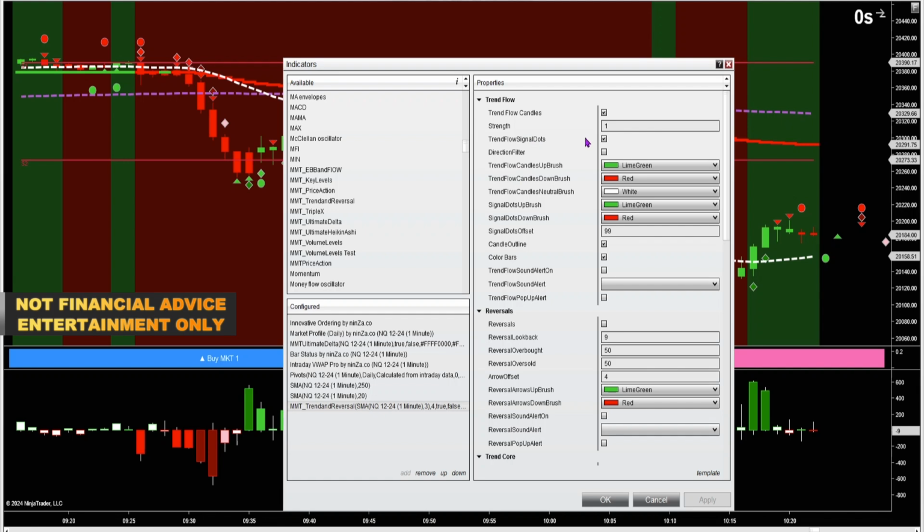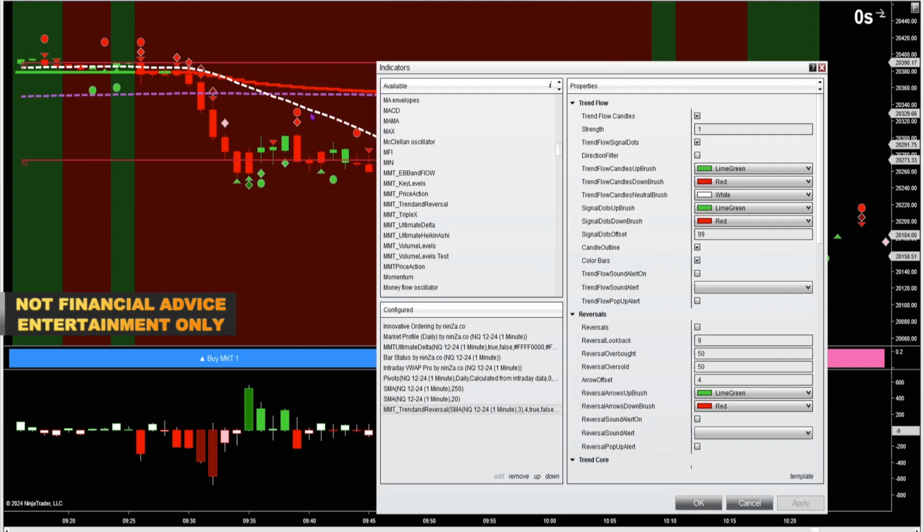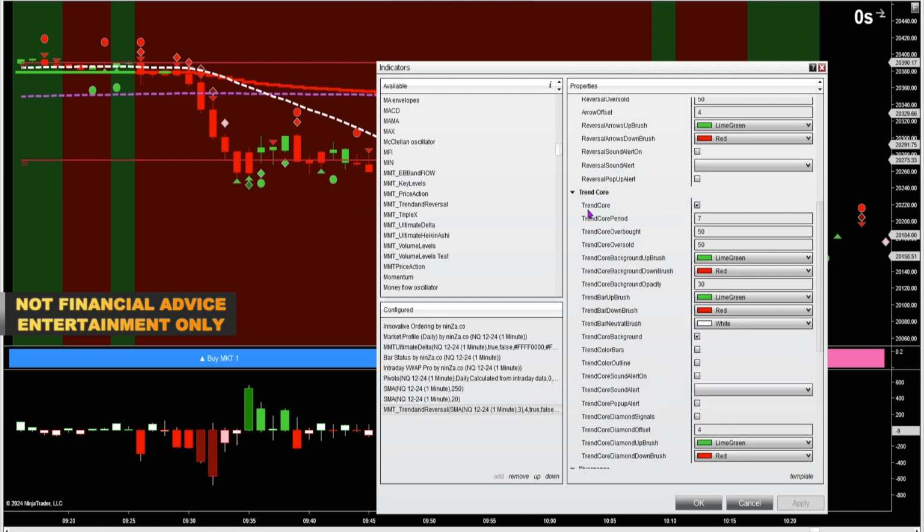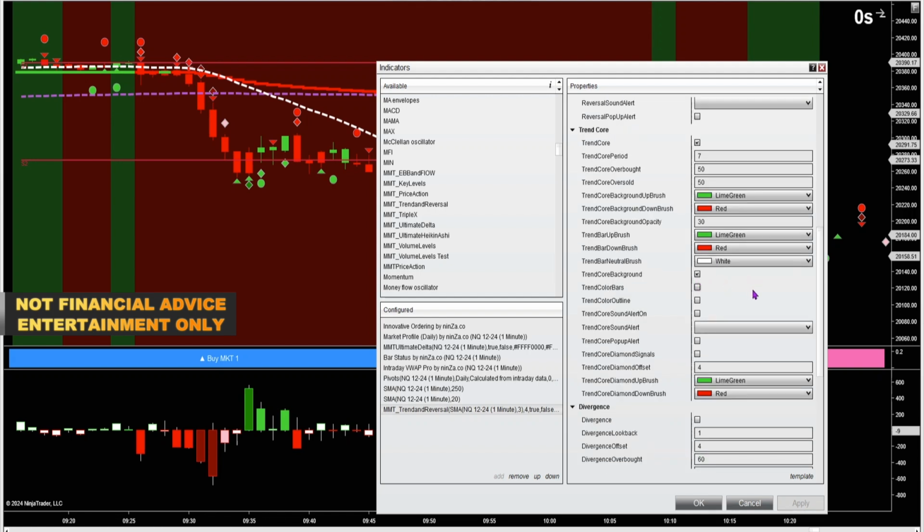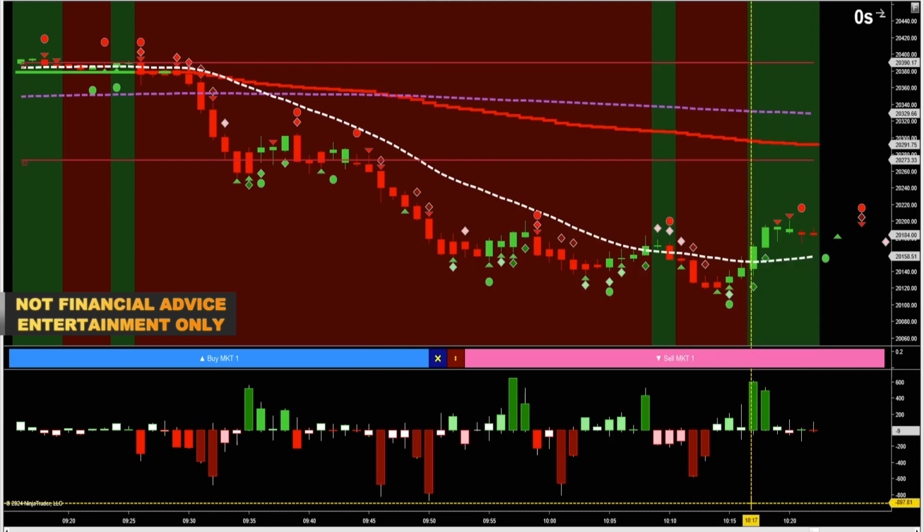For the trend flow candles, I've got a strength of 1. The directional filter is off. That means no neutral candles will be printed, just green or red. I've got the signal dots turned on. I've got the candles activated. The reversals are off. I've got the trend core enabled. Period of 7. Overbought is 50, oversold is 50. That means there will be no transparent background areas. Also just green and red. See, I've got the background enabled there. Divergence is off. So those are the settings for the NQ 1-minute chart that I'm using.